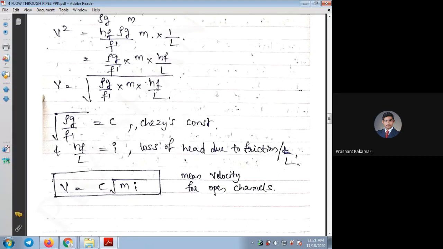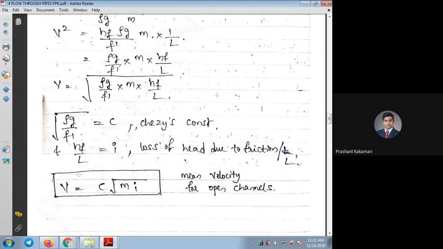I is nothing but hf by l. So m into I is kept in square root. Square root of rho g by f dash itself he has called as Chezy's constant. So this equation is almost similar to the one without K, where we are finding the velocity using some different parameters. Similarly, here in Chezy's equation, he wrote the Darcy-Weisbach equation itself in terms of velocity, nothing else.